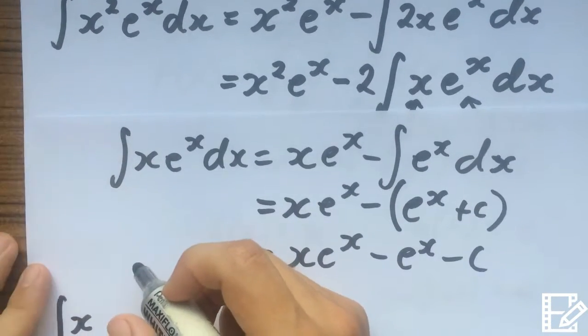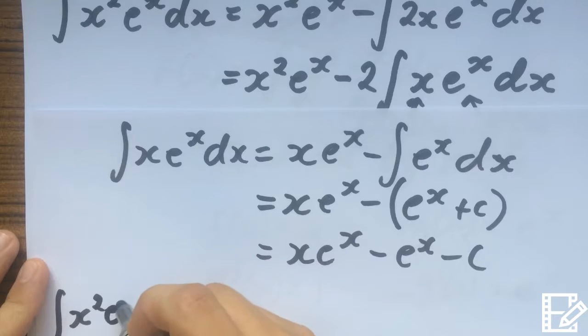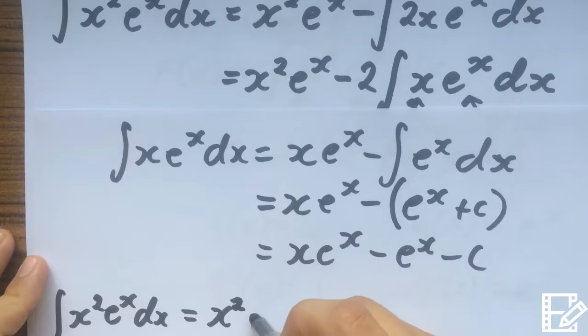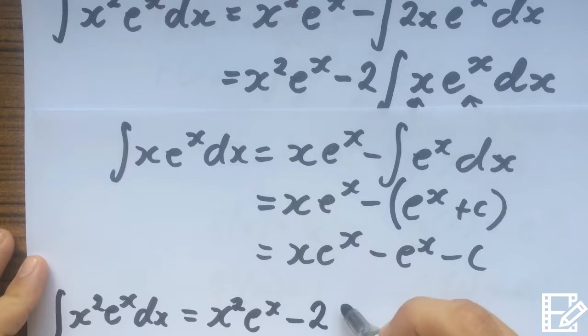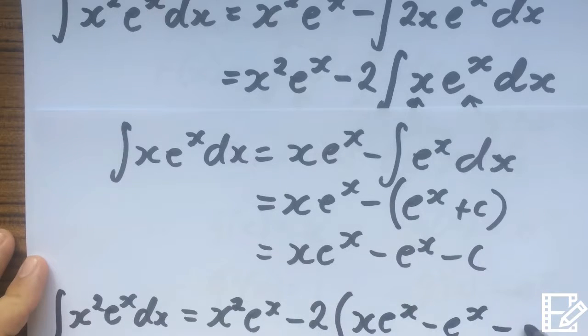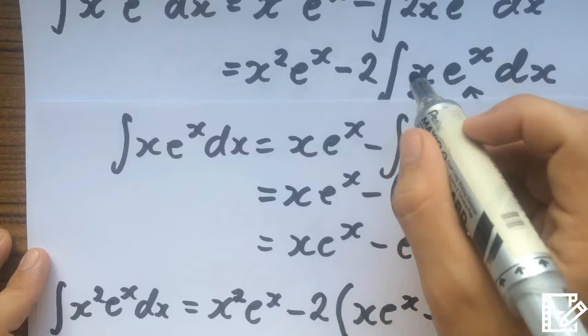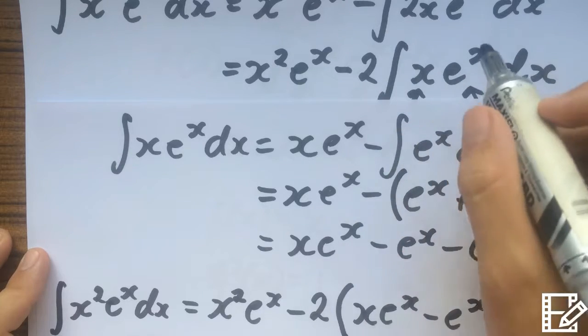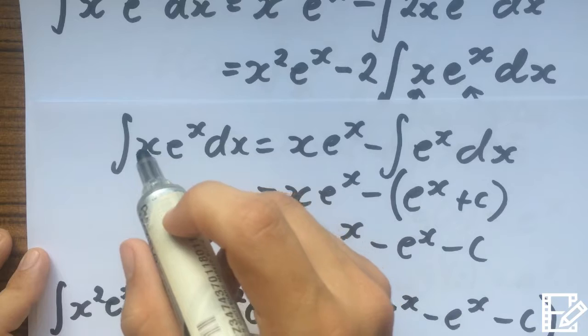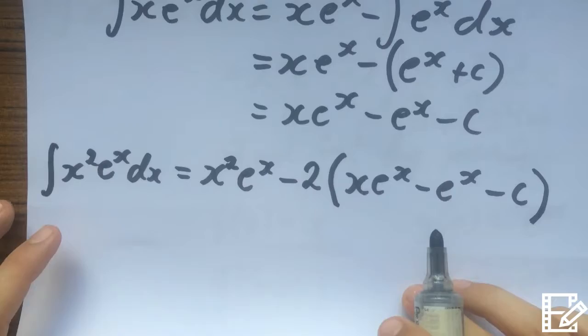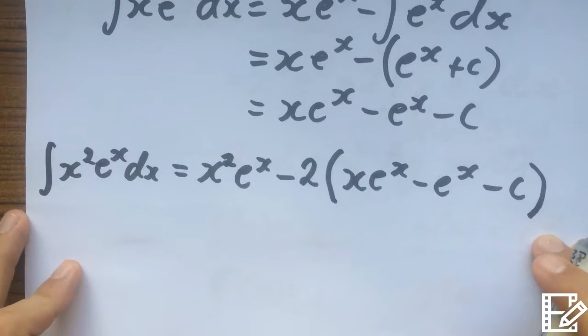Okay, so the integral of x squared e to the x dx equals x squared e to the x subtract 2 bracket x e to the x minus e to the x minus c bracket. Because I inserted this for here, because that says the integral of x multiplied by e to the x, and that is the integral of x multiplied by e to the x, so I sub that in. Okay? Now that we have that, we can solve.